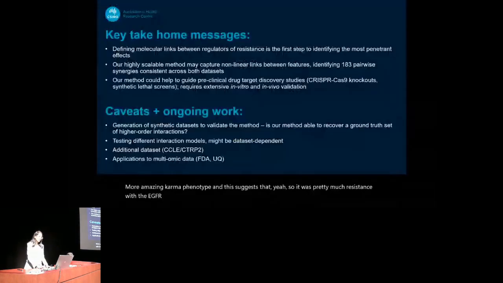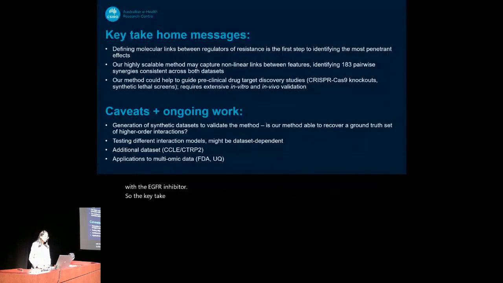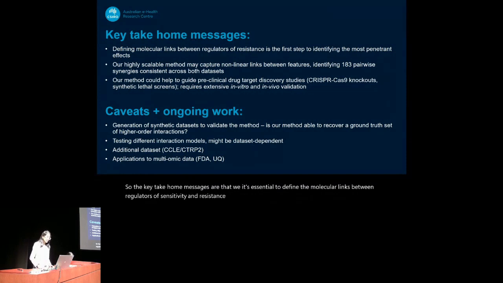So the key take-home messages are that it's essential to define the molecular links between regulators of sensitivity and resistance, so we can identify the most penetrant effects. Our method is highly scalable. I haven't shown you a particularly big data set here, but it has the potential for multi-omic data that's super wide. So we think that the method may capture nonlinear links between features and can help us to guide preclinical studies. Of course, it requires extensive in vitro and in vivo validation.